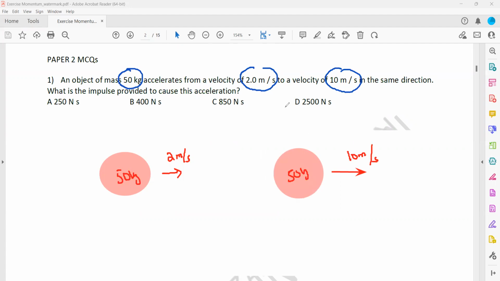We need the impulse. So how to get the impulse? Impulse is the difference in the momentum, the final minus initial, and the direction does not change. So initial momentum is how much? It is equal to 50 multiplied by 2, which is 100. The final momentum is 50 multiplied by 10, which is 500. If the direction does not change and I need the impulse, so impulse is equal to the final momentum minus the initial. So 500 minus 100 is equal to 400. So B will be the right answer.